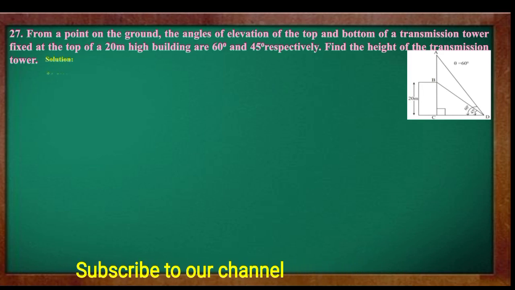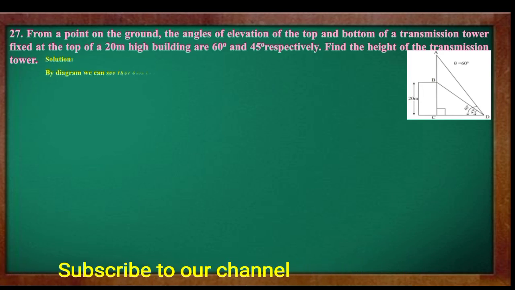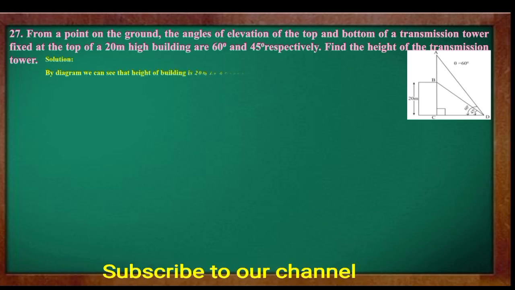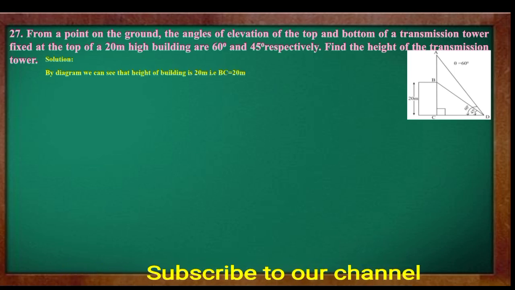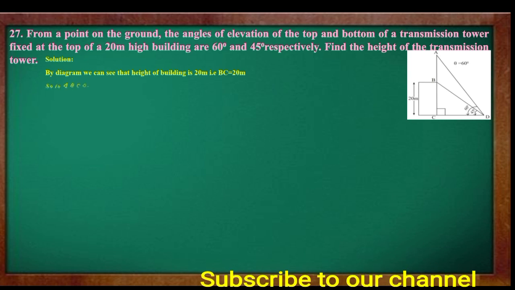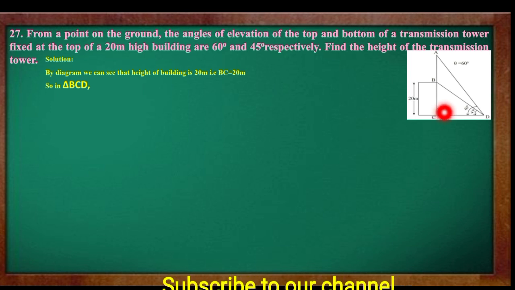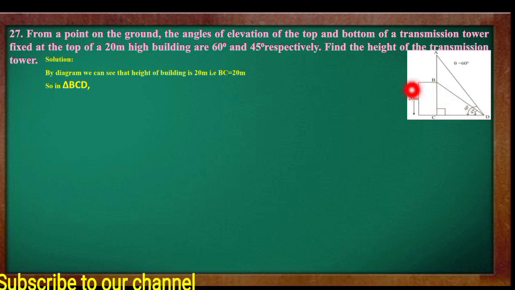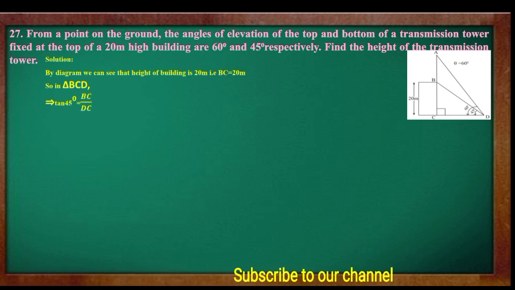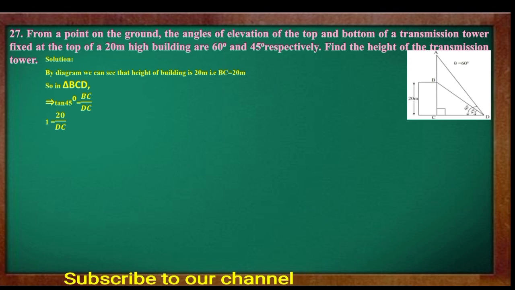Solution. Height of the building BC is equal to 20 meters, and in triangle BCD, tan 45 is equal to BC by DC, that is opposite by adjacent. Therefore, tan 45 is equal to 1, so DC is equal to BC, that is DC is equal to 20 meters.